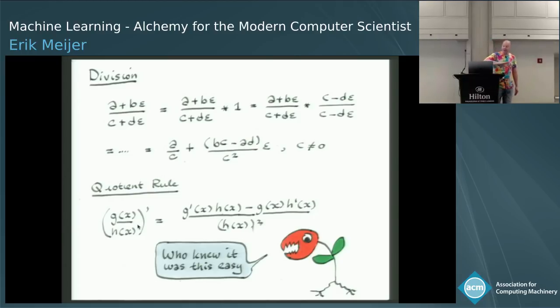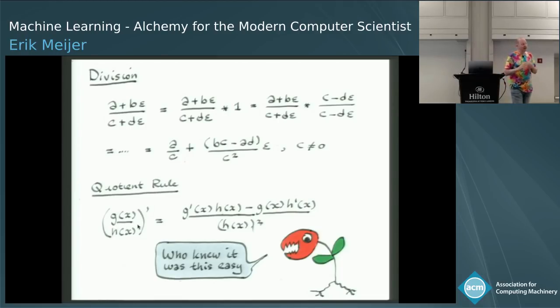And again, look at division here. You just say a plus b epsilon, this dual number, divided by c plus d epsilon, the other dual number. There's one little trick that you have to do here. You have to multiply this thing by 1, and then you just take c minus d epsilon divided by c minus d epsilon as 1. But you compute the whole thing, and you get this term here, for the division of two dual numbers.